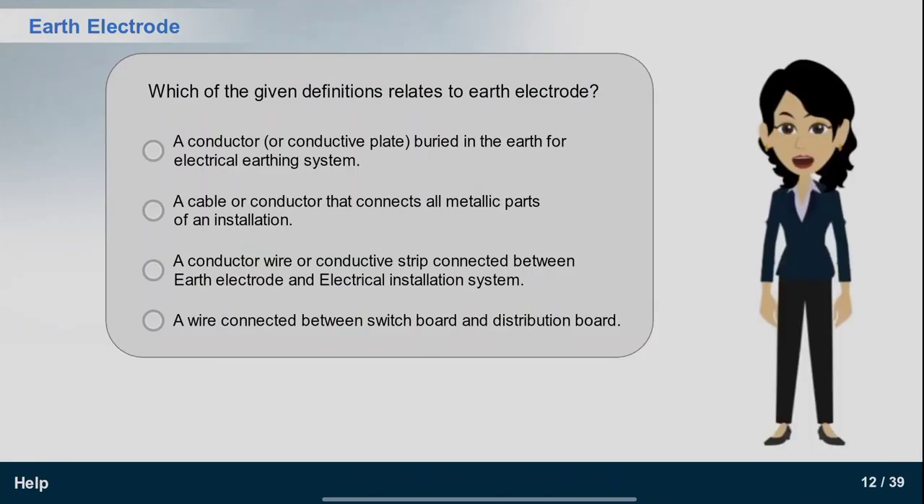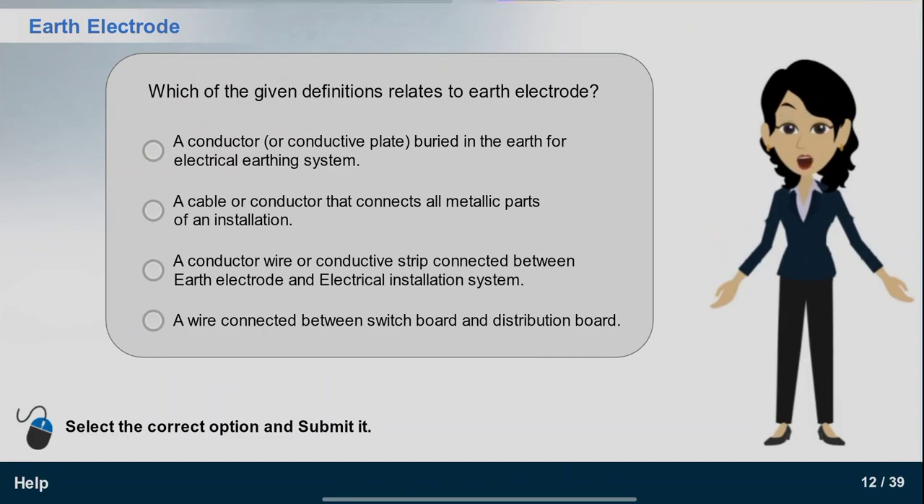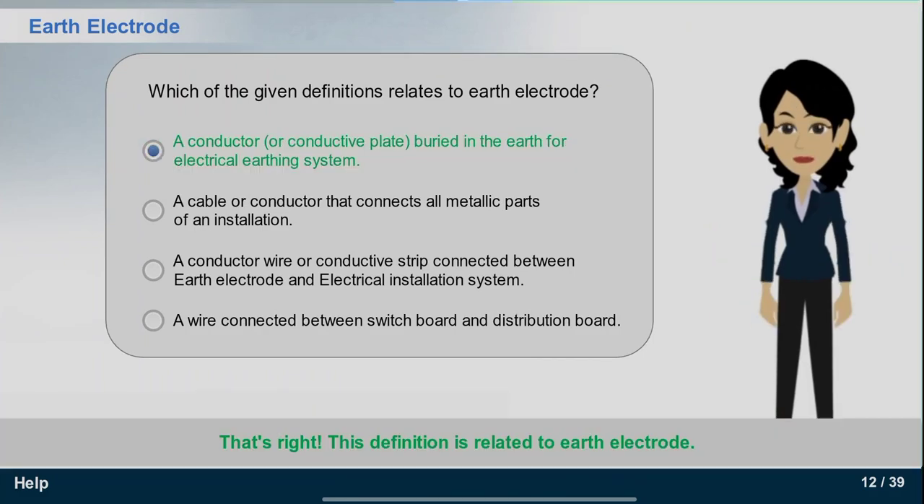We have already discussed earth electrode. Let us see if you remember it. Read the question, select the correct option and submit it.